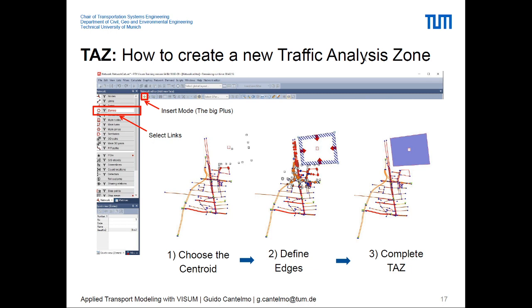So let's look at how we introduce traffic zones in Visum. Well, as I mentioned, you have to click clearly on traffic zones first. You have to go in insert mode, and then you have to decide where you want to put your traffic zone. At a certain point, then after creating the centroid, clearly you have to decide the edge of the traffic zone. And finally, you can complete the traffic analysis zone.